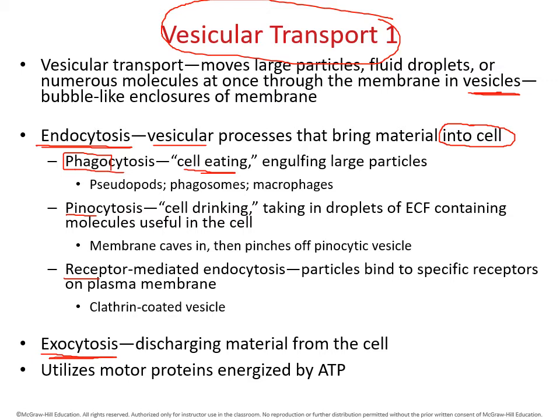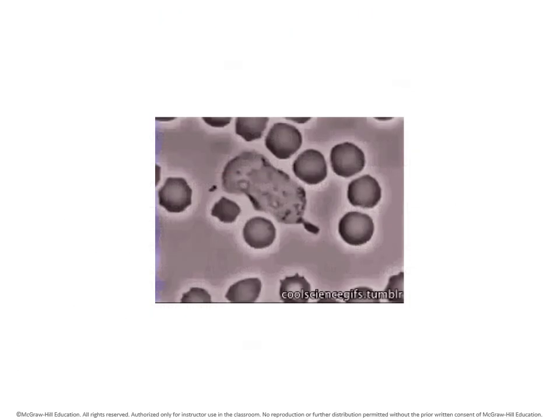And then receptor-mediated endocytosis means that you have a particular receptor that the particles will have to bind to before they can actually enter the cell. Now don't worry, I do have some examples for you coming up so we can take a look at these particular processes and get a better view of it. Let's start with this one right here.